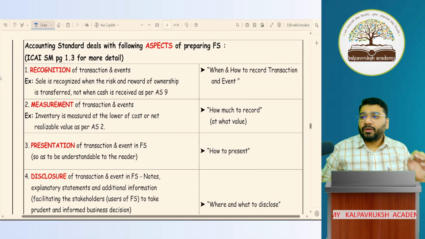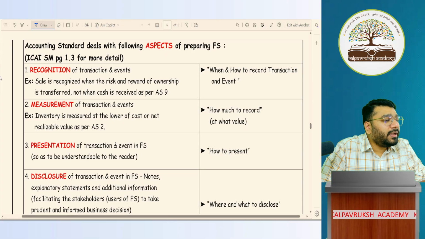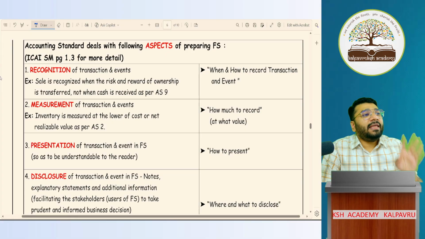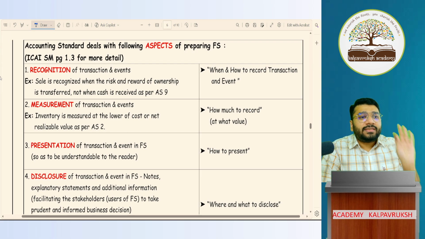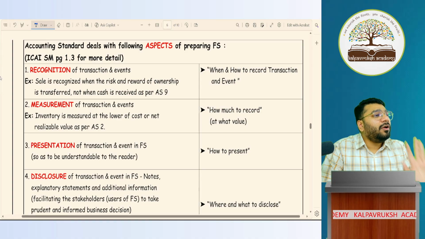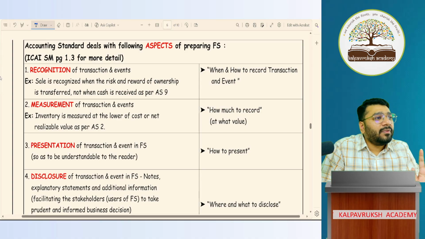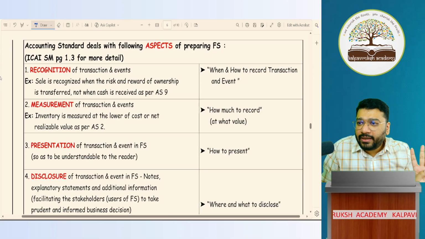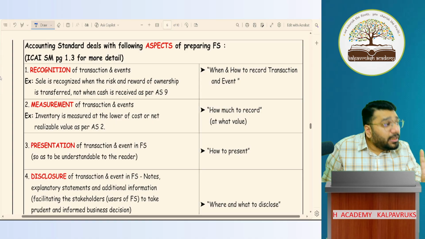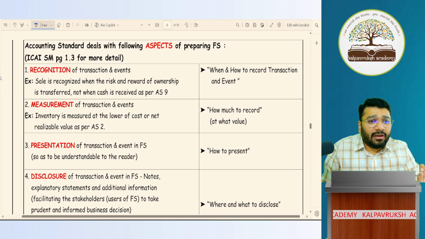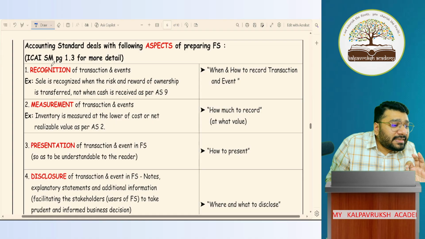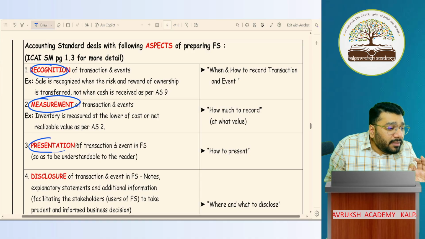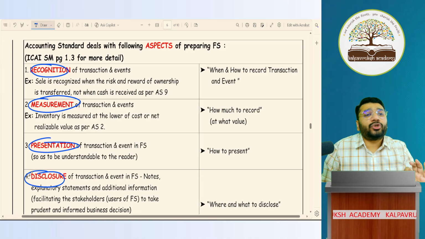Now, very important. Guys, when ASB is developing an accounting standard, they have to keep in mind or consider 4 aspects while formulating or drafting the accounting standard. The 4 aspects which ASB has to deal with while preparing or developing AS are: 1 is called the recognition aspect. Second is the measurement aspect. Third is the presentation aspect. Fourth is the disclosure aspect.